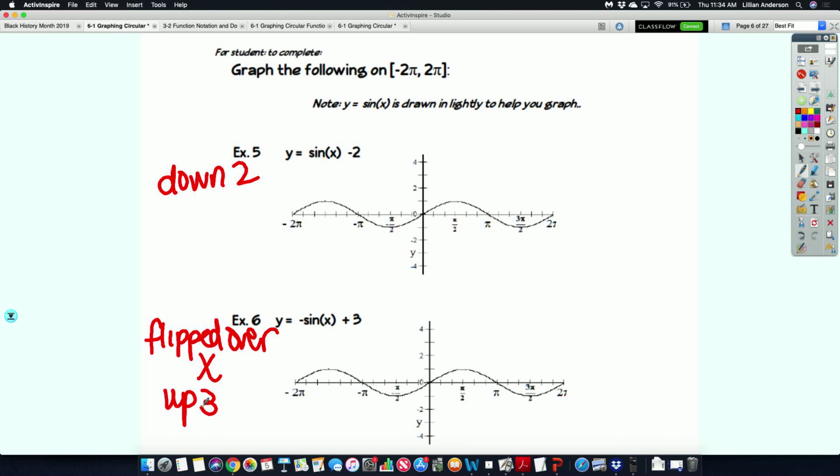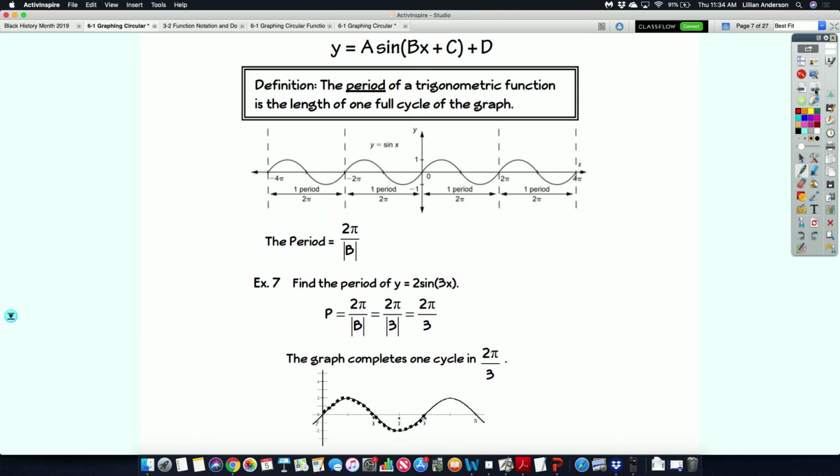Multiply by what? -1, and then add 3. Very good. Okay? Questions on that? That was review from Tuesday. I was going to say yesterday. Tuesday.